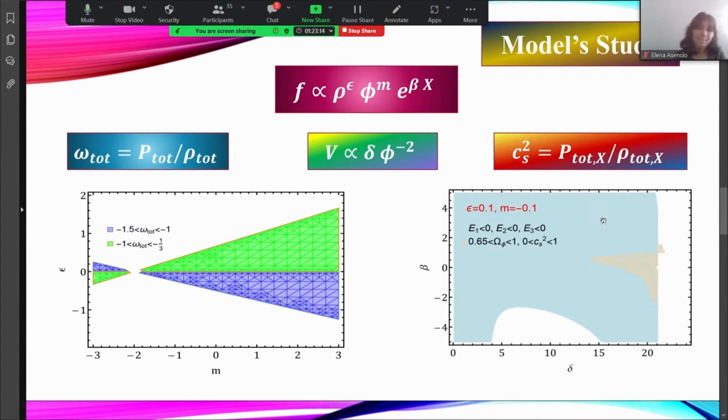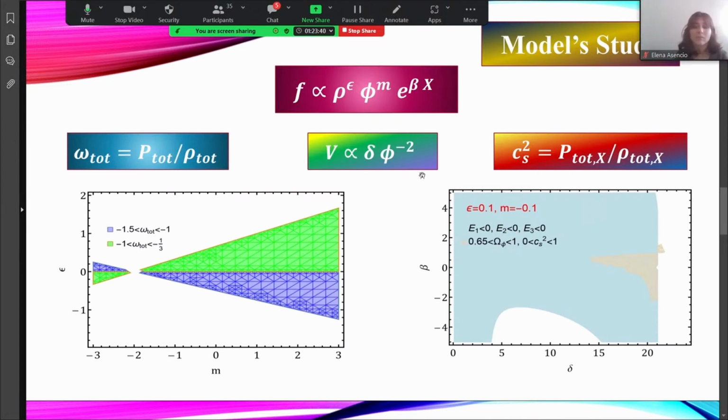And it has to be always between 0 and 1. It's the causality limit. It cannot be negative. If it's negative, then the model is not producing stable solutions. So first of all, by using the dynamic system analysis, we are getting some critical points. And for those critical points where we have some finite interaction, we have found that the equation of state becomes epsilon and m parameter dependent.